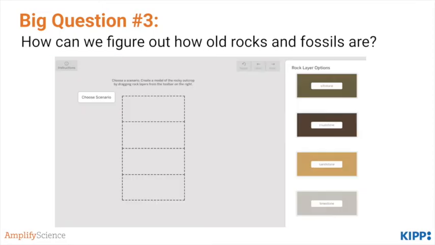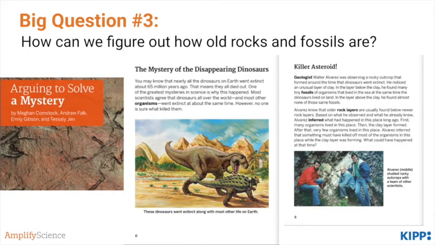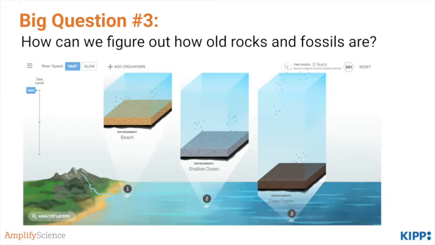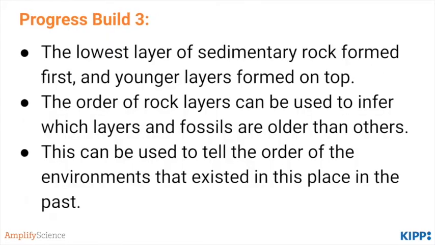Next, they use a modeling tool to model different layers of rock as well. Finally, they read the book Arguing to Solve a Mystery, about how scientists use evidence, inferences, and arguments to make claims about the past, such as how the dinosaurs disappeared. Finally, they return to the simulation and model the different relative ages of rock layers. By this point in the unit, students should understand Progress Build 3.